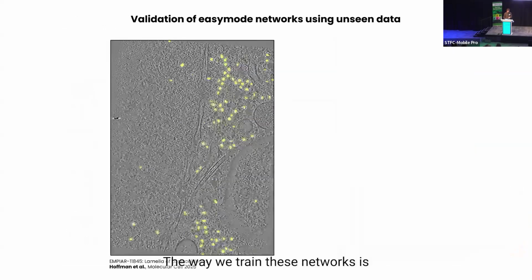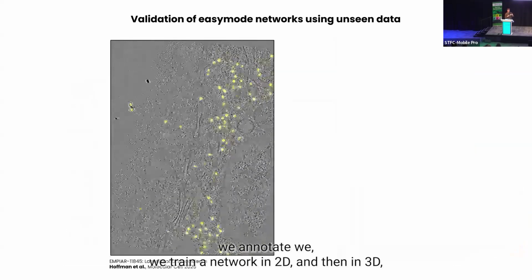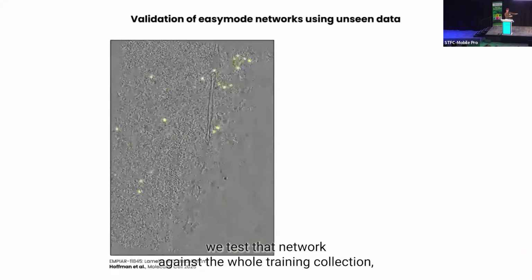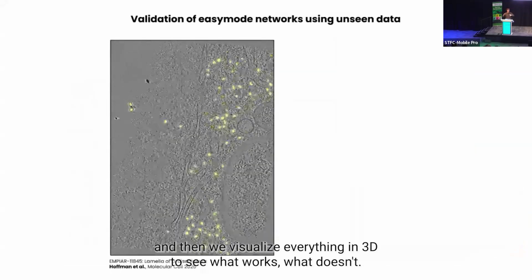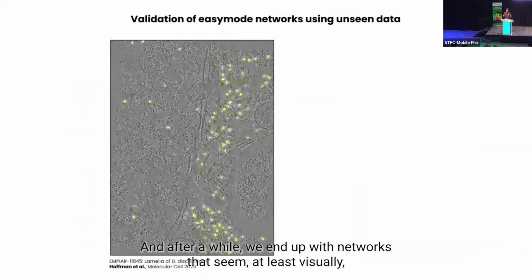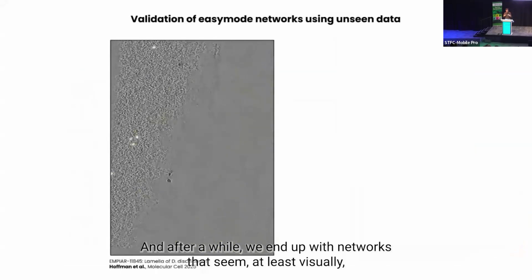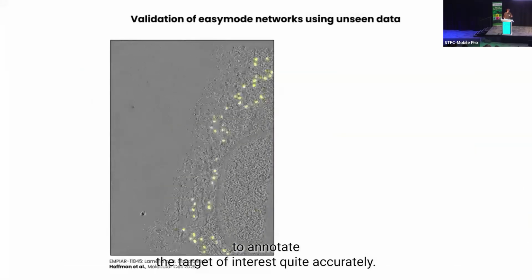The way we train these networks is we annotate, we train a network in 2D, and then in 3D, we test that network against the whole training collection, and then we visualize everything in 3D to see what works, what doesn't, and then we enter another round of iteration. And after a while, we end up with networks that seem, at least visually, to annotate the target of interest quite accurately.